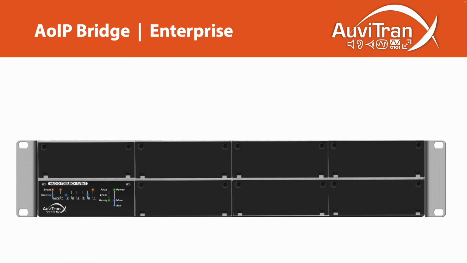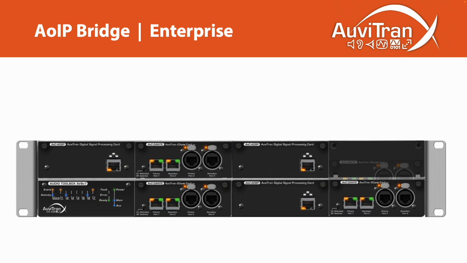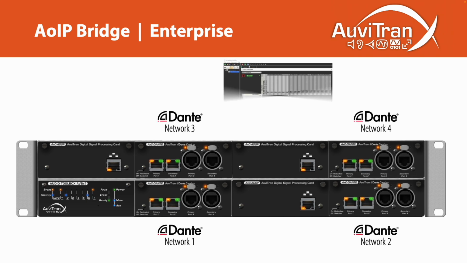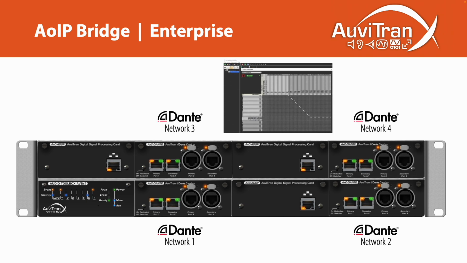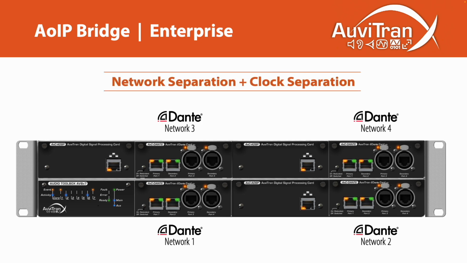Let's take a look at an enterprise level solution. In this example, we've installed 4 Dante cards and put an ADSP card in between each card. By doing this, you have the ability to share audio from all 4 networks, but keep them completely independent and isolated, and that does include the clock.